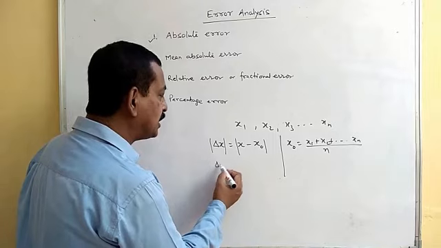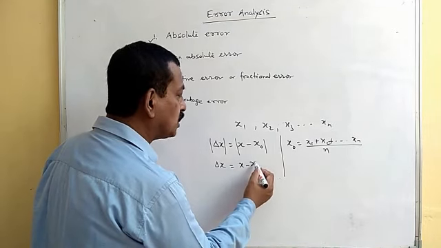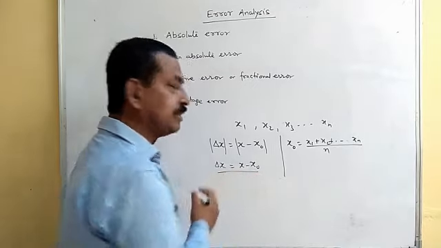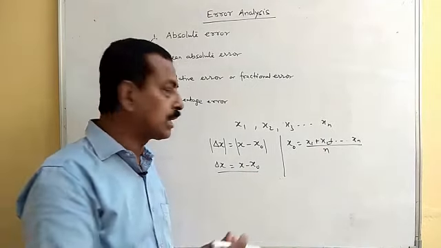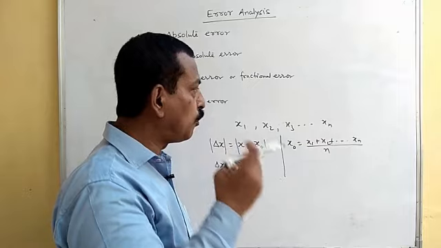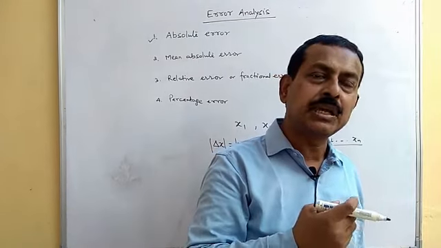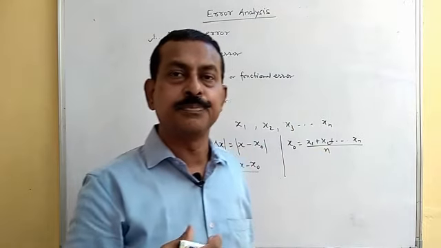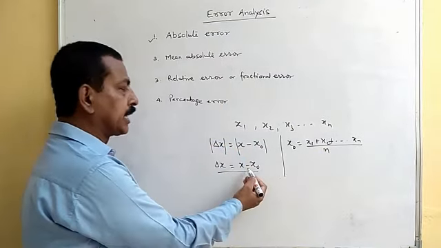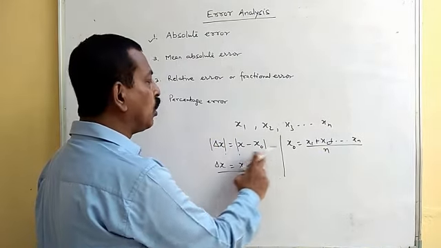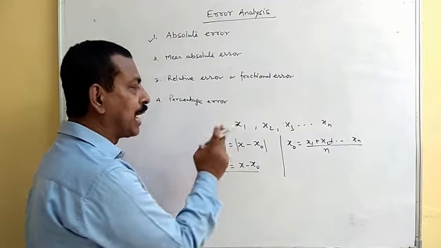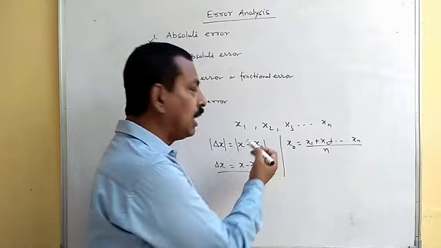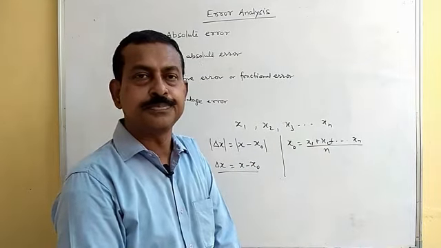Remember that this delta x, which is your x minus x naught, may be positive or negative depending upon the particular observation, whether it is more than the true value or less than the true value. So it may be positive or negative, but absolute error will always be positive because it is the magnitude of the difference between the measured value and the true value.